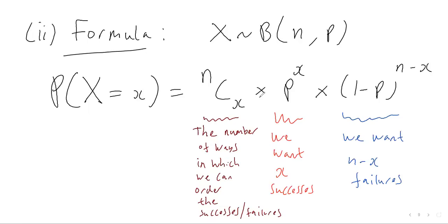If you've got 10 penalties, you could score the first 3 and miss the next 7, or you could miss the first 7 and score the next 3. There are lots of different ways in which you could order those successes and failures. So n choose x is the number of ways in which we order that, and multiplying the probabilities by this gives us our total probability. That's how a binomial distribution works.